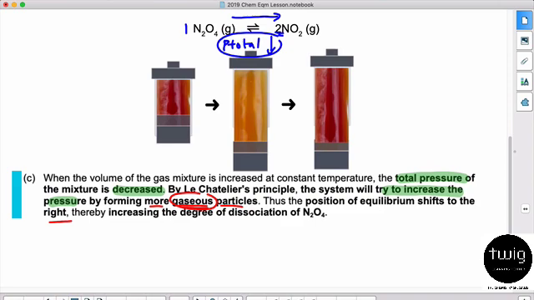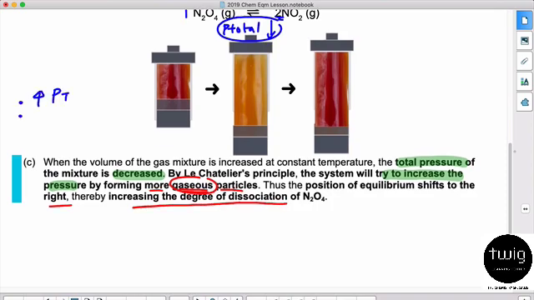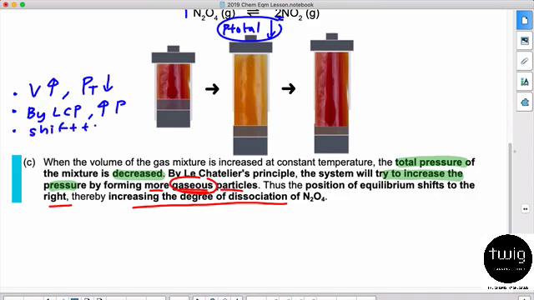Actually I forgot to answer the question. If you shift to the right, it increases the degree of dissociation. It means more dissociation. So the thought process is this: when the volume increases, the total pressure decreases. That's the first point. When total pressure decreases, the system by LCP wants to increase the pressure. Next point, it must shift to the side with more gas molecules.